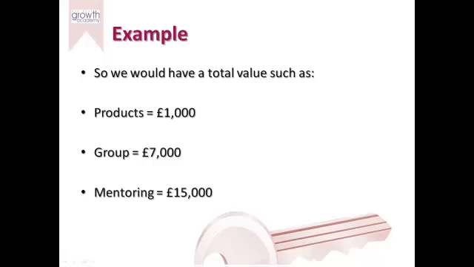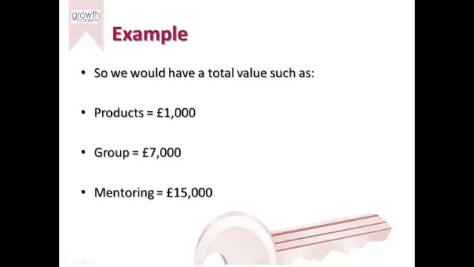Now I'm going to use some examples from us, just as I say, for the 3 different customer groups I'm interested in. I'm going to imagine that I've rounded these numbers up to make it easy, but our product profitability, so the profit we make from the average customer in their lifetime who buy products, is £1,000. And group mentoring is £7,000. And actual private one-to-one mentoring is £15,000.